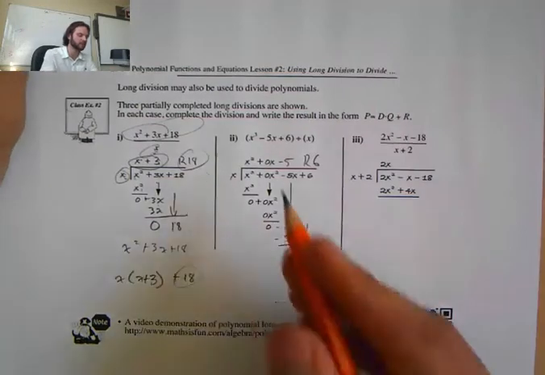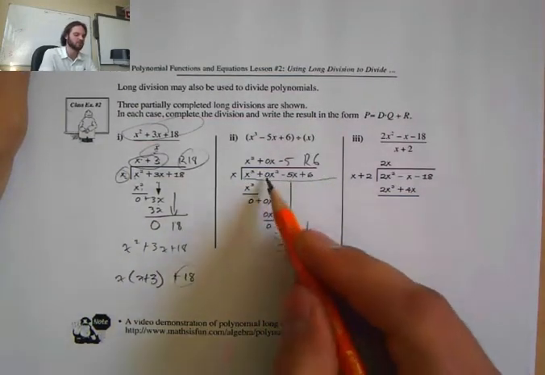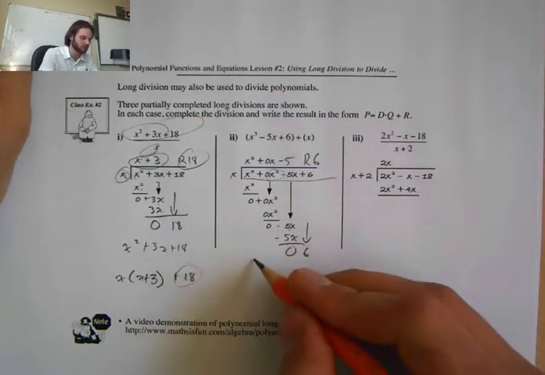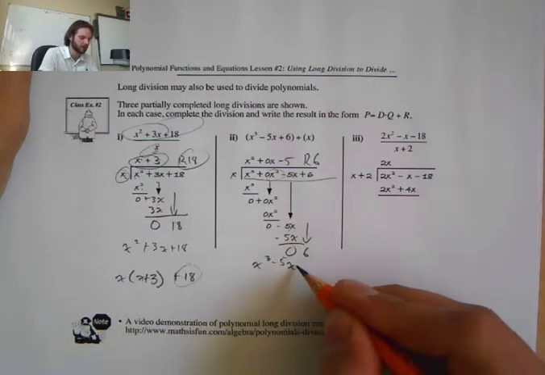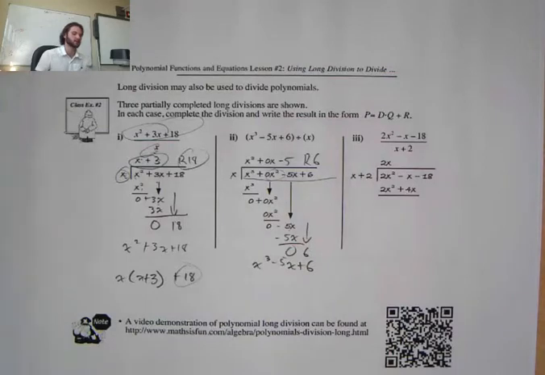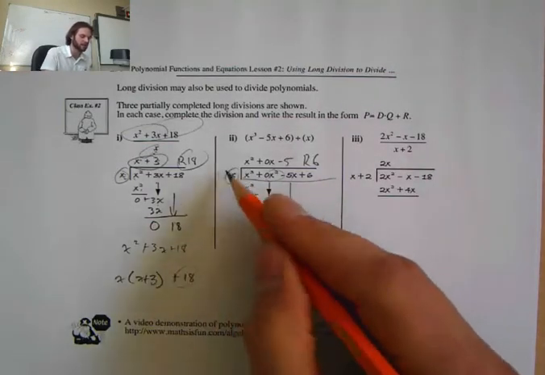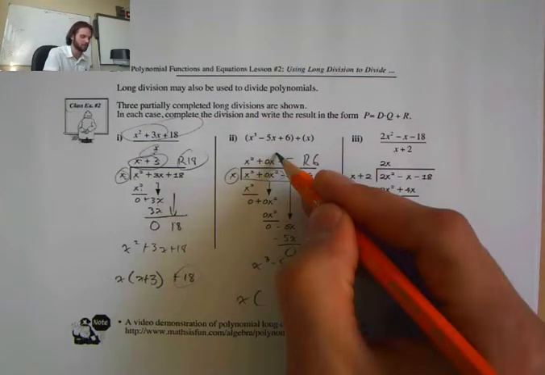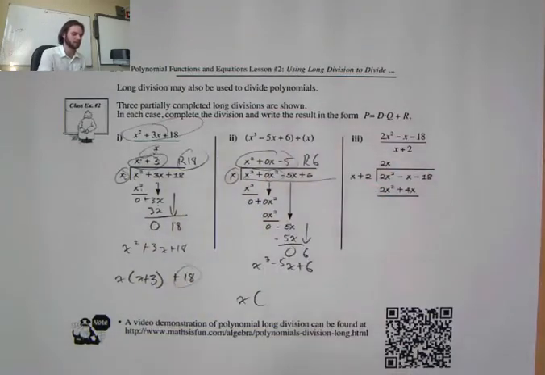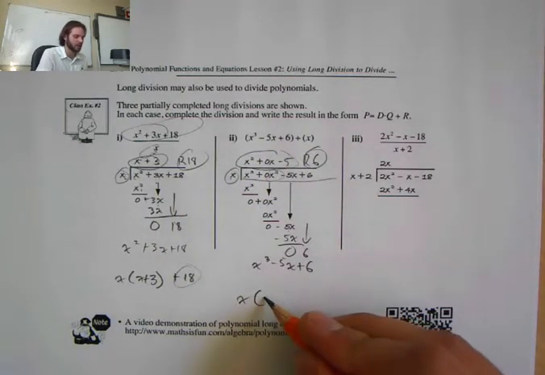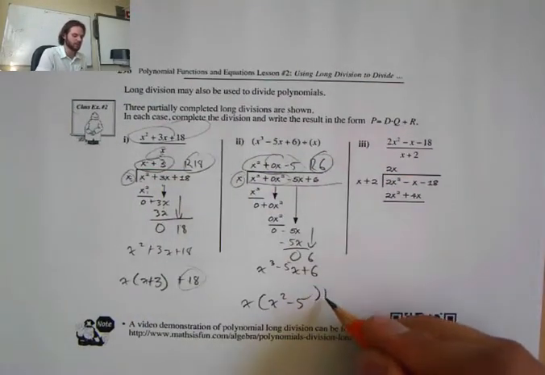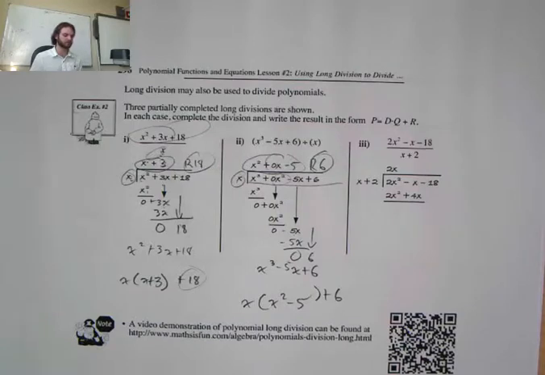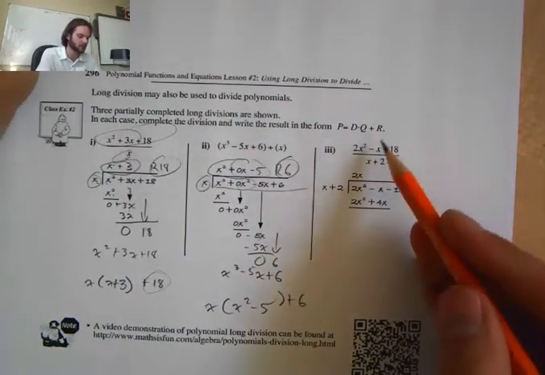So if I rewrite this equation, do I have to put that 0 there? No. So this is really just x cubed minus 5x plus 6. Now what is that equivalent to? x multiplied by all of this plus 6, the remainder. So we go x squared minus 5, because I don't need that 0x, and then plus 6. That's it. Let's take a look at my next one here.